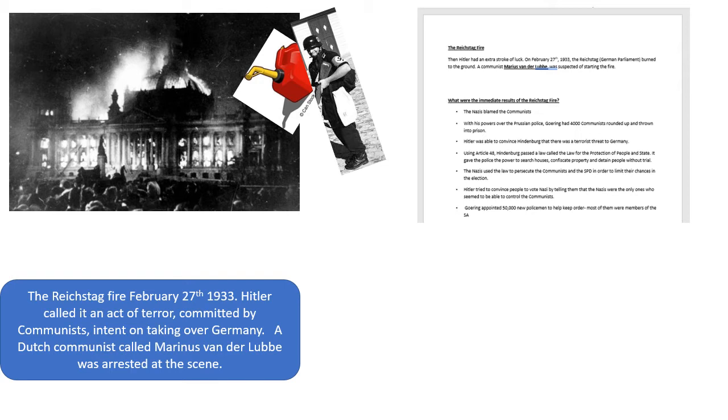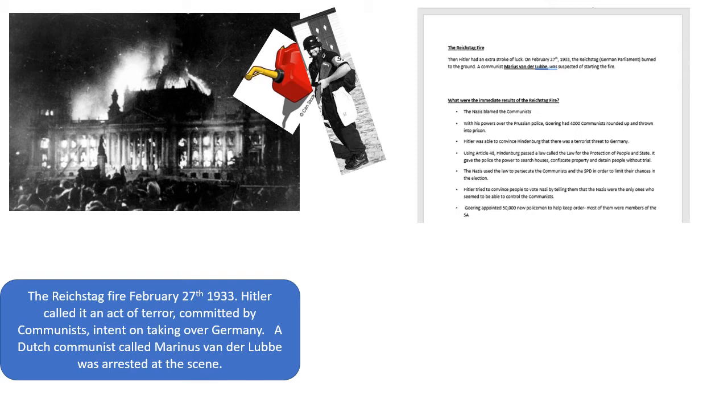So the Nazis obviously blamed the communists. And with his powers over the Prussian police, the senior Nazi Goering had 4,000 communists rounded up and thrown into prison. Remember, the Communist Party is a strong party in Germany. It was predicted to do well in the March elections of 1933. So persecuting them during this campaign was actually a good political move for the Nazis.